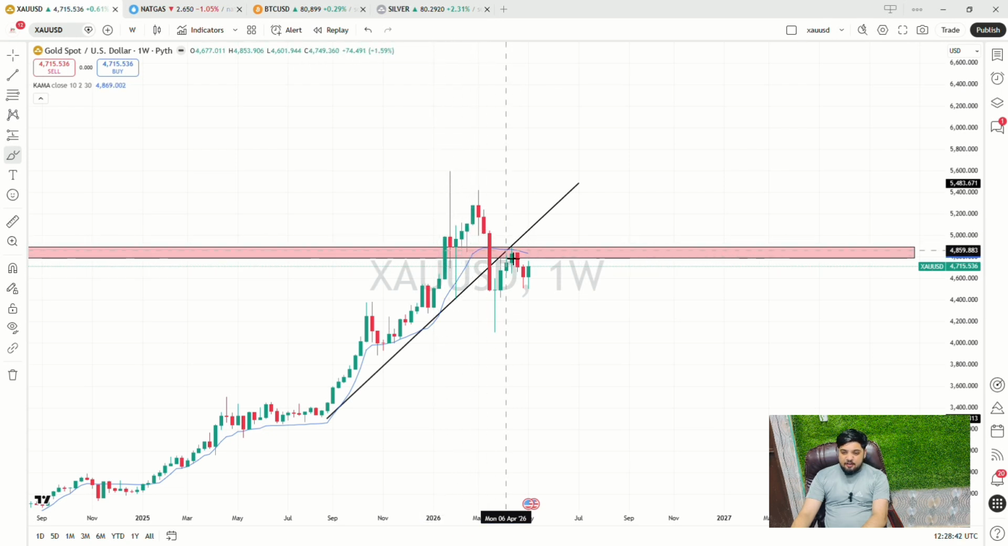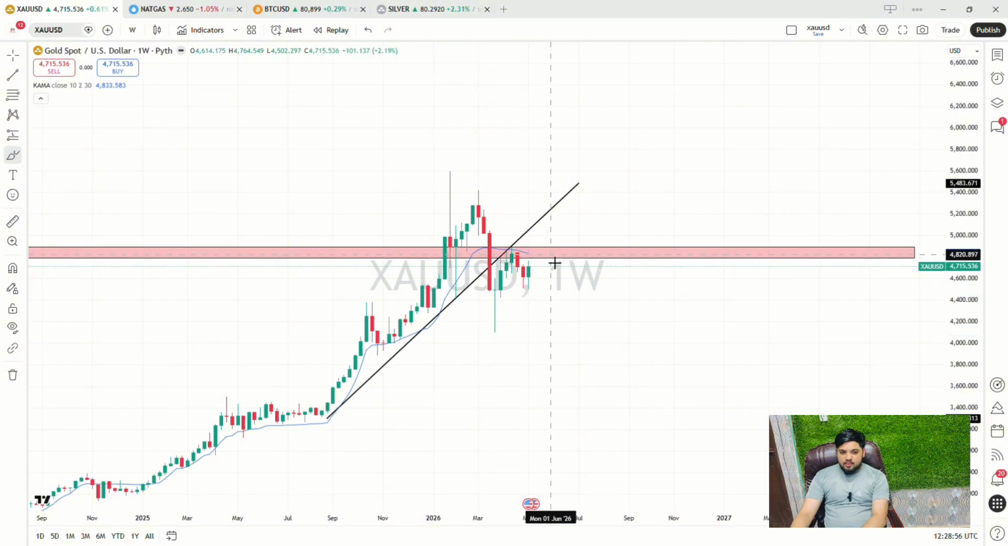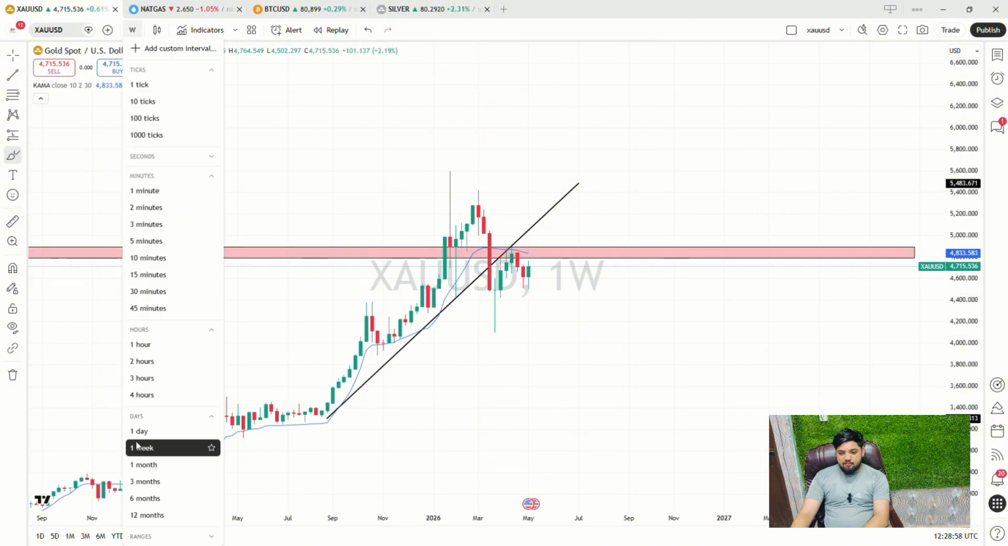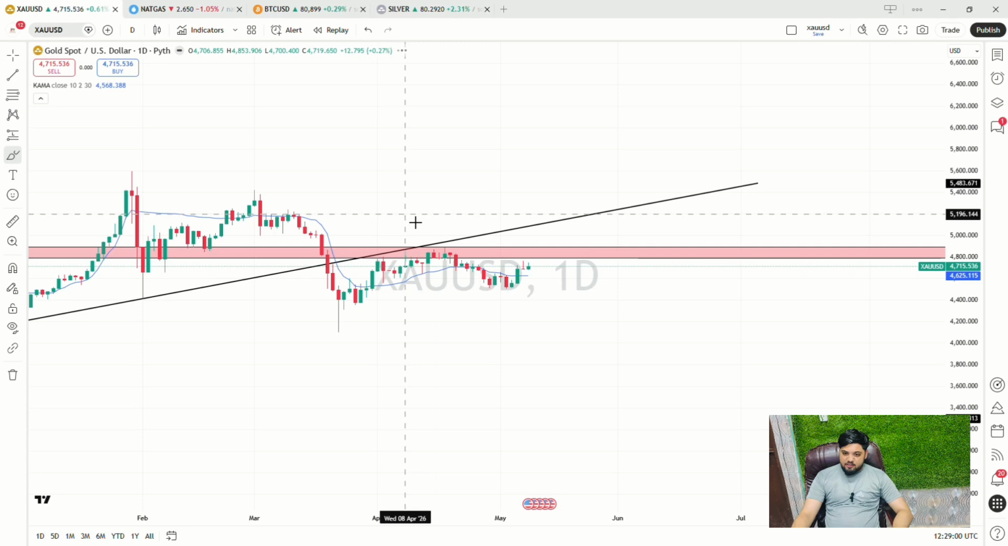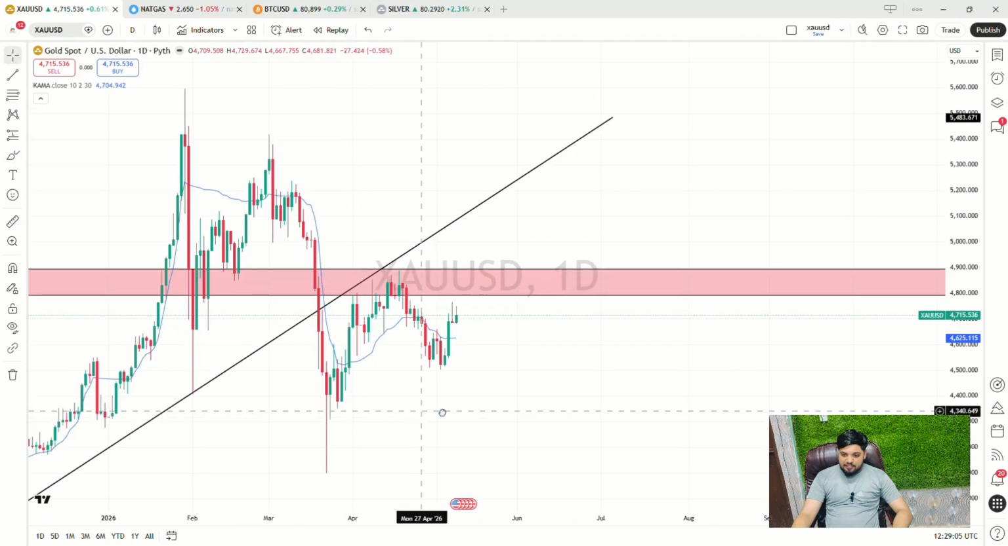And the only time the market broke down this structure, it gave a rapid sell move. People started calling this move a crash, but this is not a crash. This was a proper move by the market. Okay, so now this red zone is the key. Let's shift the time frame from 1 week to 1 day time frame. So now the things are precise and clear.